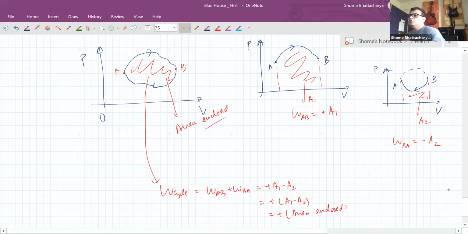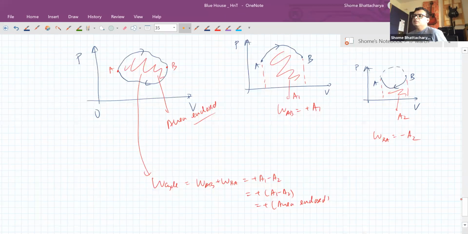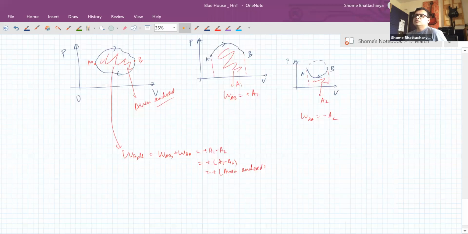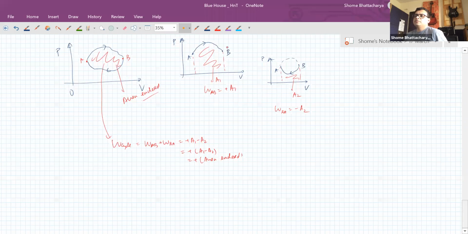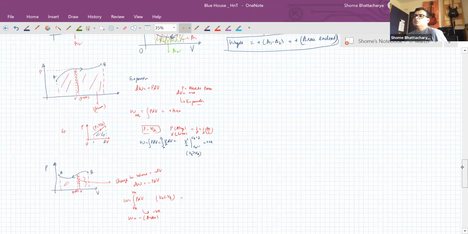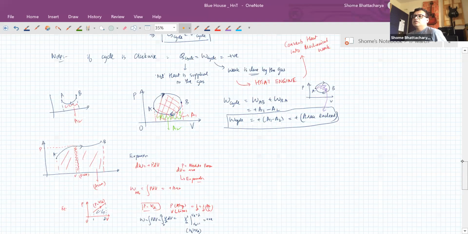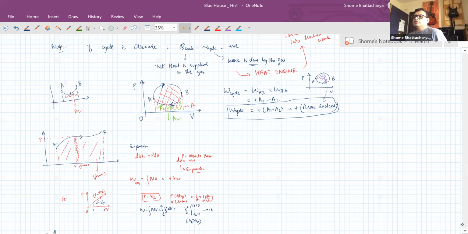Now, while you're noting down, you can also visualize if the loop had been the reverse of this, if it had been anti-clockwise, then A to B would have given us the positive of A2, and B to A would have given the negative of A1. So the algebraic sum of the work done would have come out to be the negative of that loop's area, not positive. So that is the case where Q and W become negative if it is an anti-clockwise loop, whereas if it's a clockwise loop, it's positive. So if the cycle is clockwise, then it acts like a heat engine. Okay.